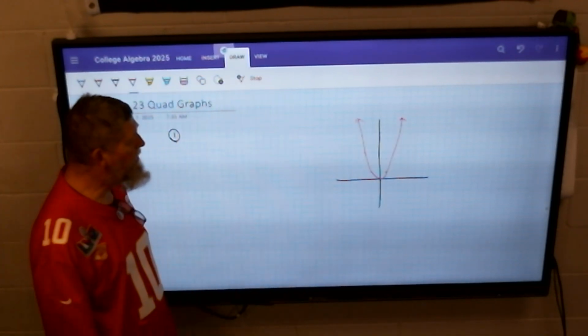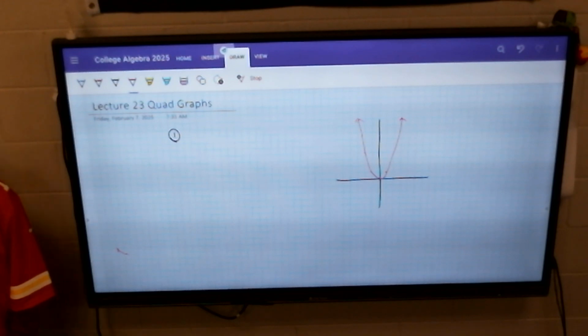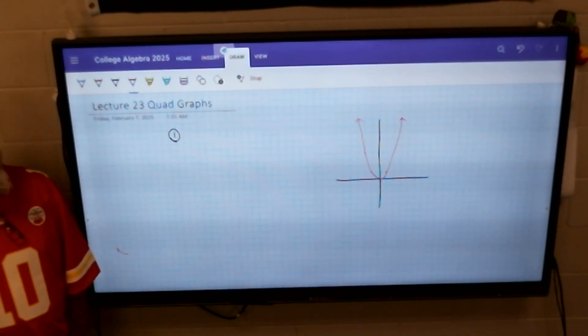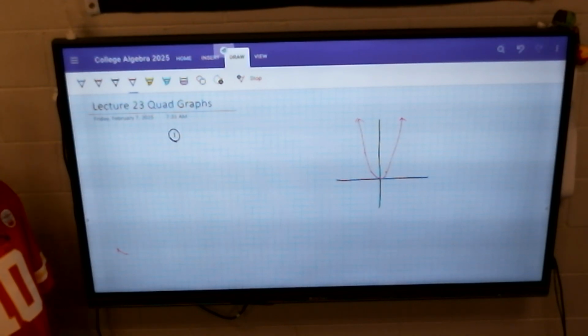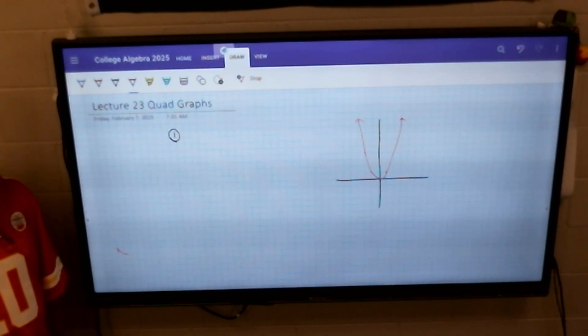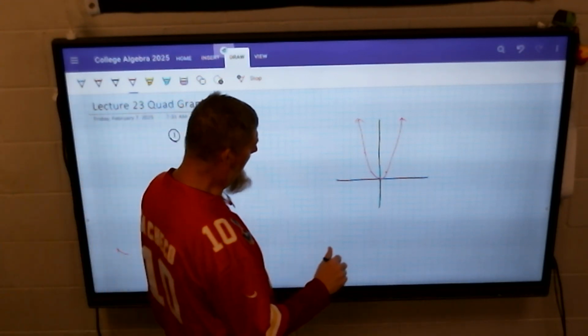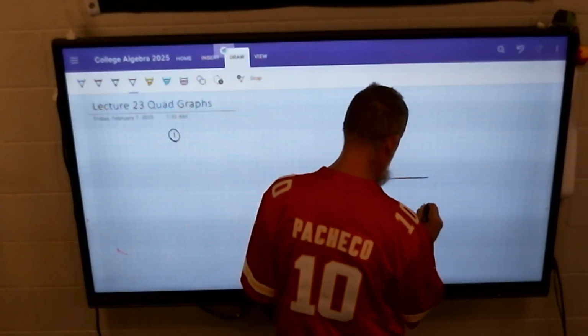All right. What are the characteristics of the parabola? Up and down. It crosses the y-axis. It has an absolute minimum. But they could have a maximum, an absolute maximum, if they were going the other direction.